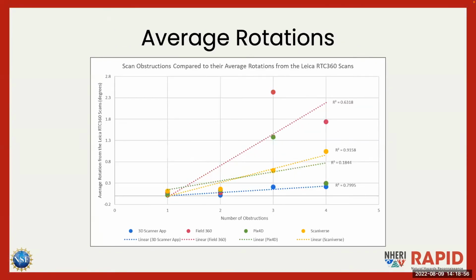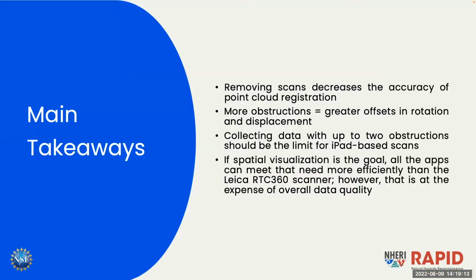So then average rotation is doing the same exact thing. And so again, look at Scaniverse and how that R-squared value is looking really pretty, meaning that it fits a pretty linear trend. And then again, we see that increasing to more than 2 scans, there's a lot more variation within the average rotation.